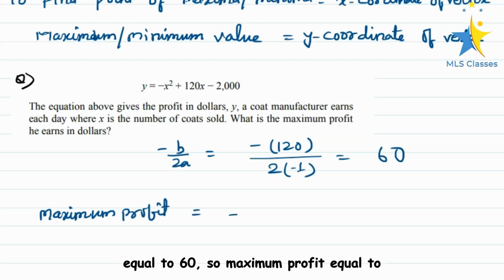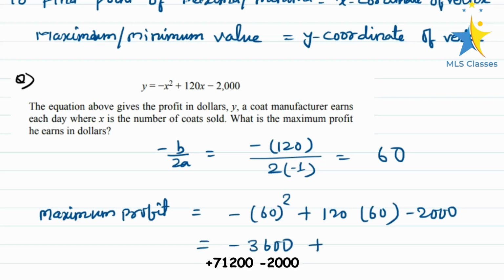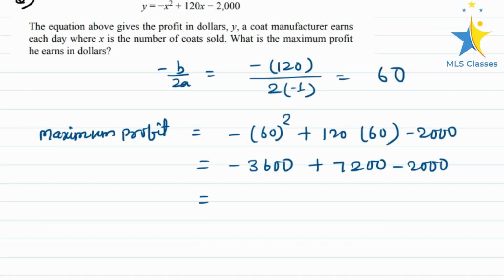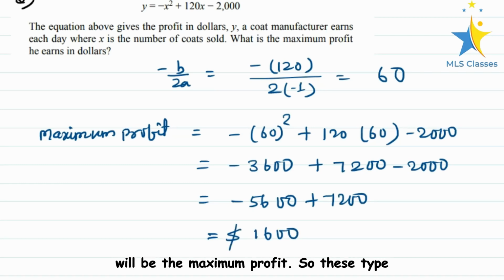So maximum profit is equal to negative 60 square plus 120 times 60 minus 2000. So we are getting negative 3600 plus 7200 minus 2000. Negative 3600 and 2000 gives negative 5600, plus 7200. So that is equal to $1,600. So this many dollars will be the maximum profit. This type of question we can get in this topic.